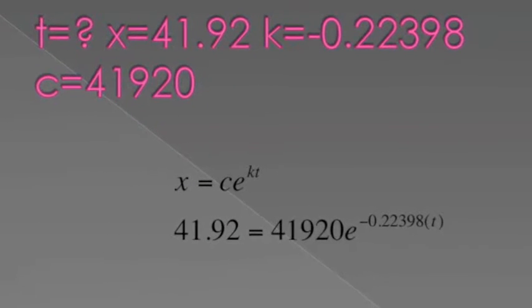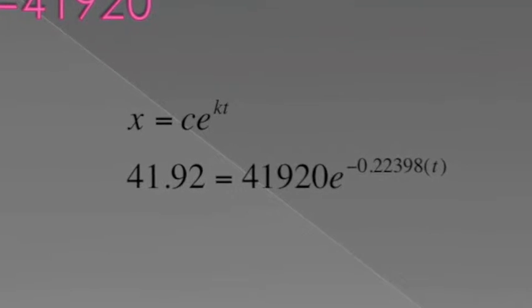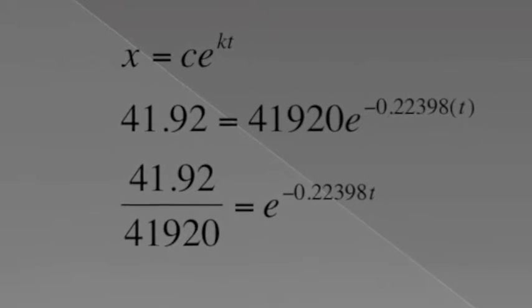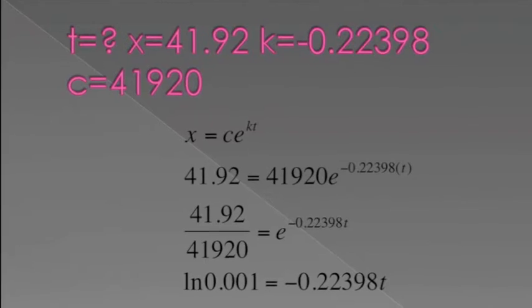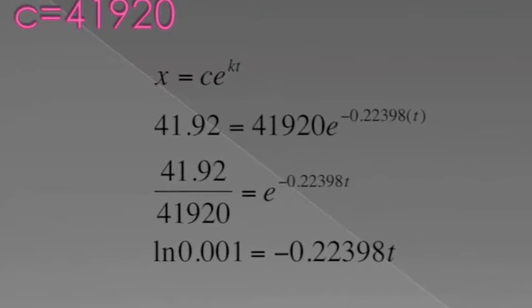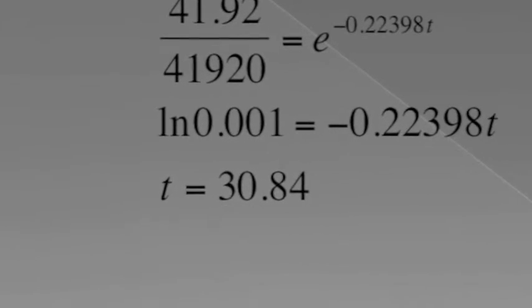Now that we have solved for k and c, we're going to find the time it takes for soap to kill 99.9% of germs. So x is equal to 41.92. We use the equation x equals c e raised to kt and substitute the given. After that, we just divide the equation by 41,920 to get 0.001. And we ln both sides of the equation to get the time for soap to kill 99.9% of germs, and that is 30.84 seconds.